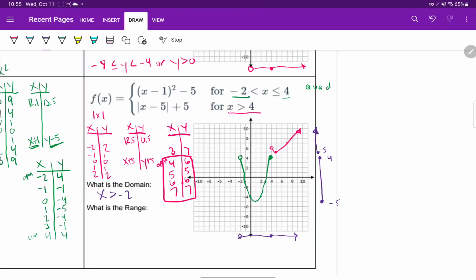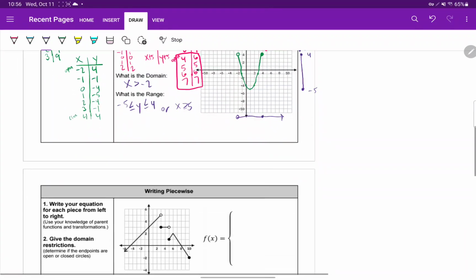Okay? So when I write my inequality notation for this one, the first one's a segment. -5 is less than or equal to y, which is less than or equal to 4, because again, they have closed circles, which means they are included, which means equal bar. Now we use the word or when we're doing inequality, and u when we're doing interval. Or here we can say x is greater than or equal to 5. Okay, and that's how I got the domain and range. Let's go ahead and keep moving on.